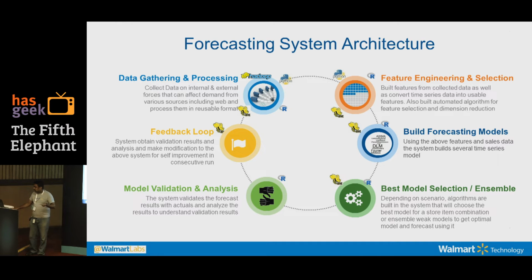Now, once we have all the data, we go into our feature engineering and selection. So we create various features from our data itself. And then we have built an algorithm which automatically selects, for this store item combination, these are the features that need to be included in the model. And these features are not only based on the data we have collected, note this in mind, I will come back to this.